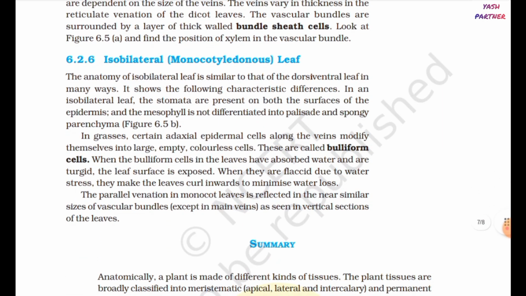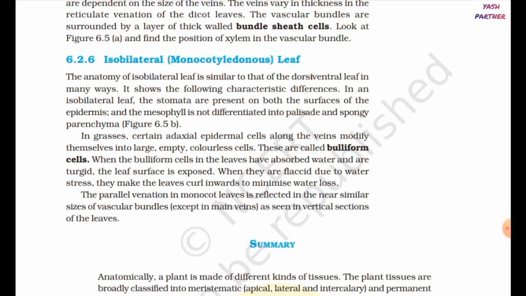6.2.6 Isobilateral monocotyledonous leaf. The anatomy of isobilateral leaf is similar to that of dorsiventral leaf in many ways. It shows the following characteristic differences. In isobilateral leaf, the stomata are present on both the surfaces of the epidermis and the mesophyll is not differentiated into palisade and spongy parenchyma, figure 6.5b. In grasses, certain adaxial epidermal cells along the veins modify themselves into large, empty, colorless cells. These are called bulliform cells.